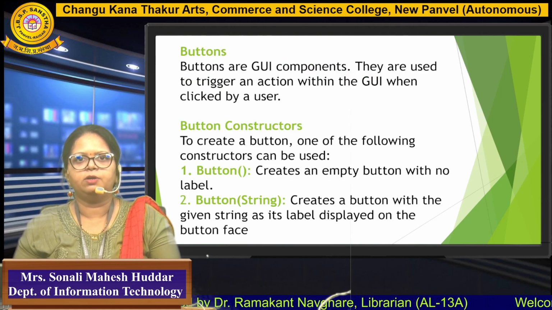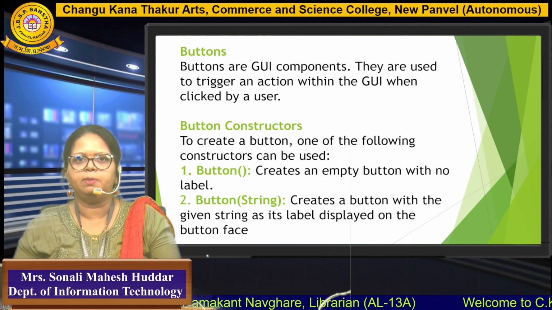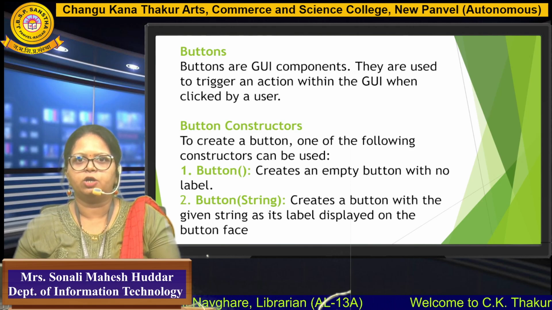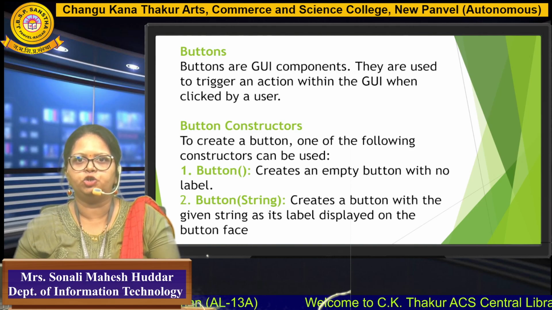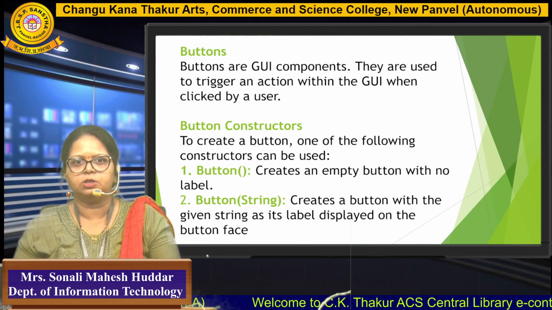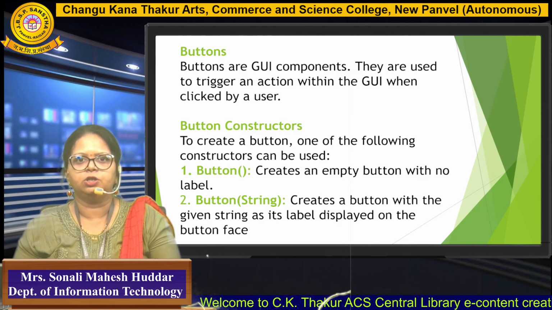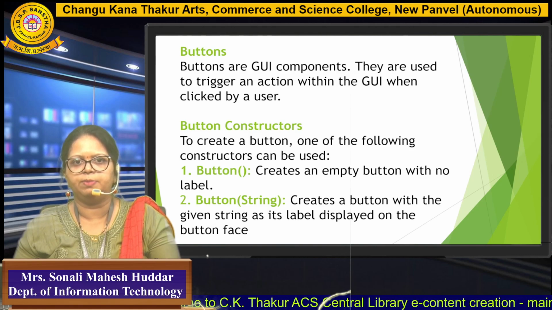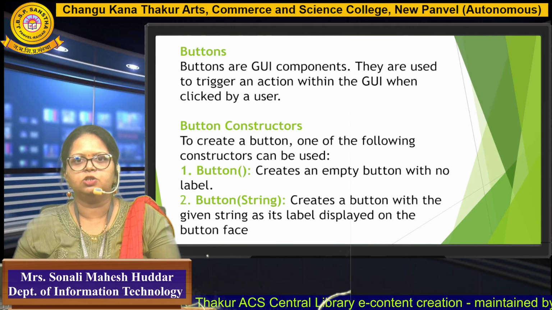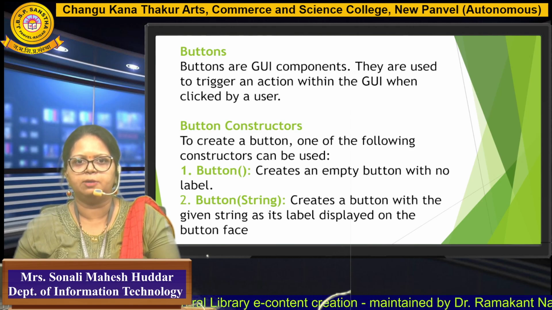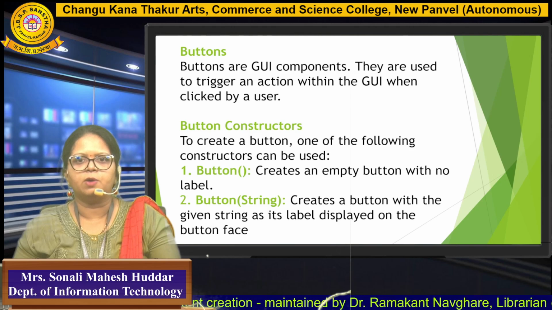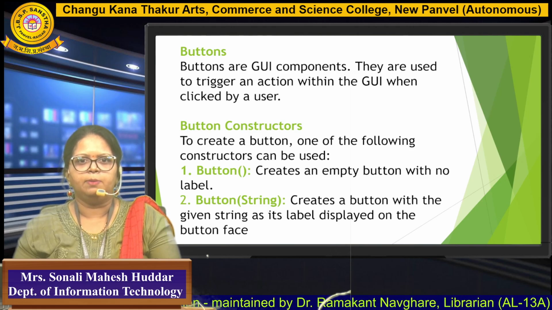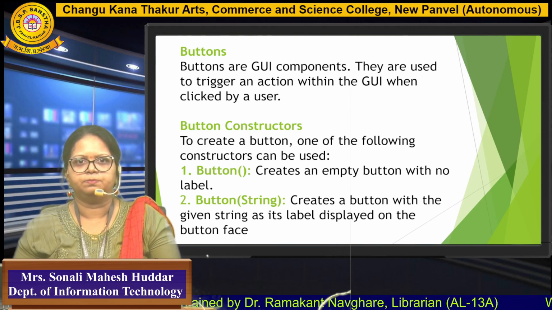The next component for your AWT is buttons. Buttons are GUI components. They are used to trigger an action within a GUI when clicked by a user. Now just consider the constructors of button. There are two constructors mainly. Button(), which is a normal constructor where no label is provided for that button. And the second one, Button(String), where you are providing the label on that particular button.